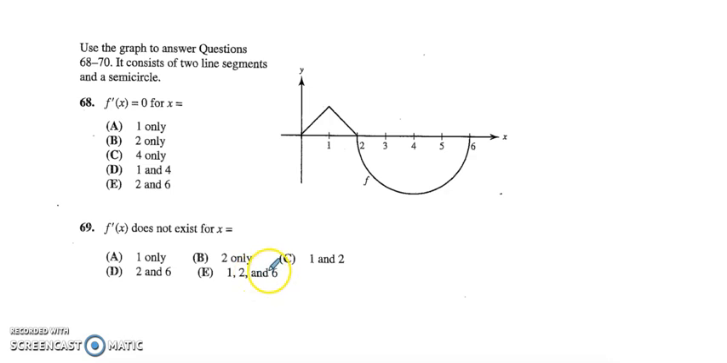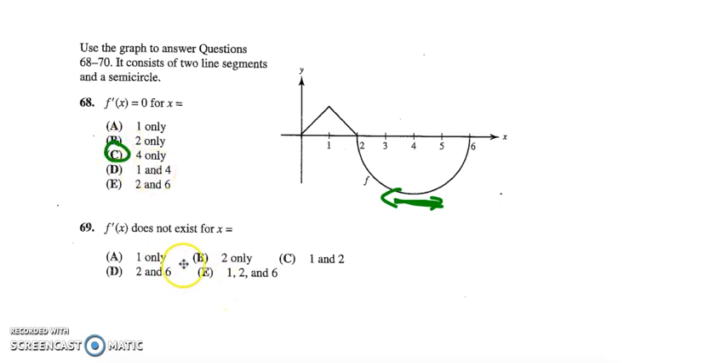Okay, last 2 problems. We are looking at a graph of f, which is 2 line segments and a semicircle. F prime equals 0 for x equals what? F prime equals 0 only where the function has a horizontal tangent line. So that is going to be only at 4.